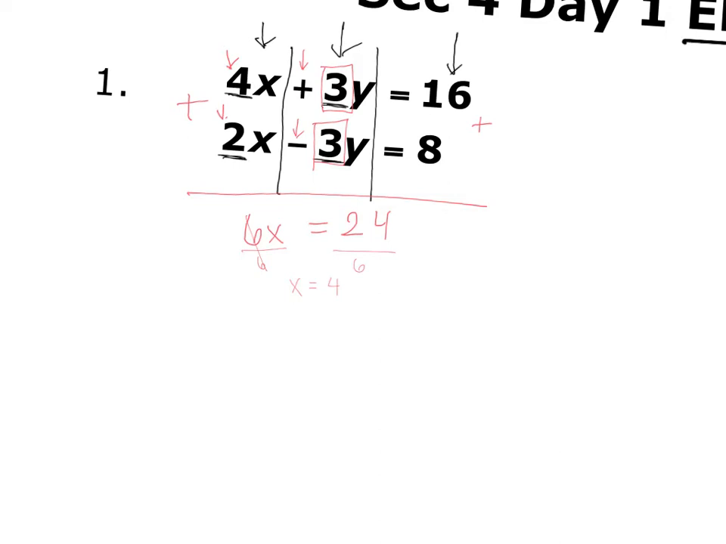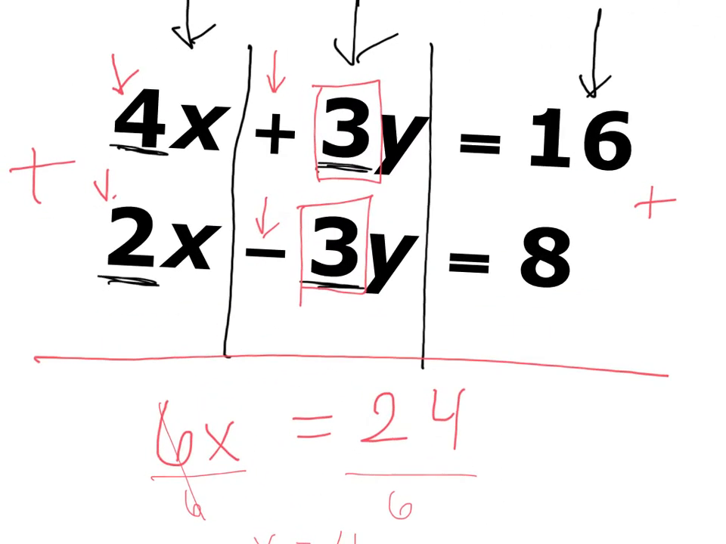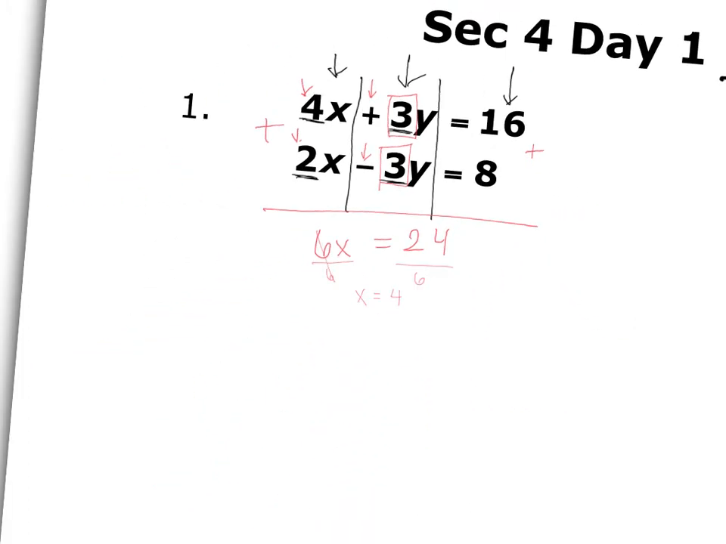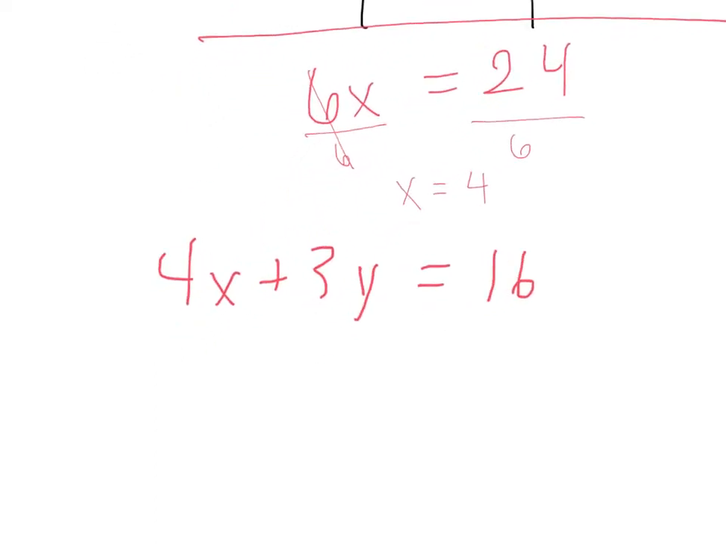Now we have to solve for y. Your fourth step is to plug your answer back into the equation. You can plug it into the top one or the bottom one, but let's do the top one. So you have 4x plus 3y equals 16. Let's plug our x into where the x is in our equation.